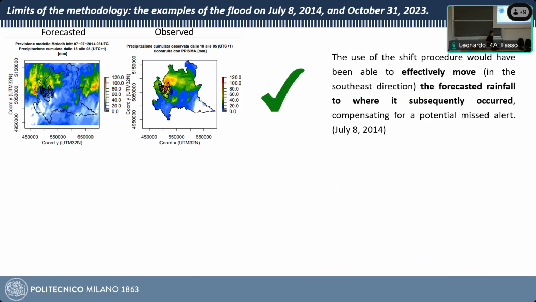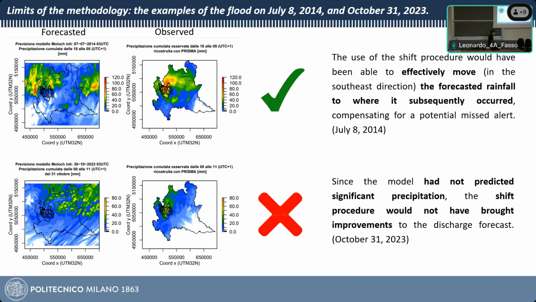So just to show you where this method is able to produce good results and where not. Of course, where we have a forecast with a good amount of rainfall, it can be useful, in the sense that, for instance, in this case, if we move the quantitative precipitation forecast to the right, we would at some point have something similar to what was observed, in terms both of spatial distribution of rainfall and of intensity of rainfall.